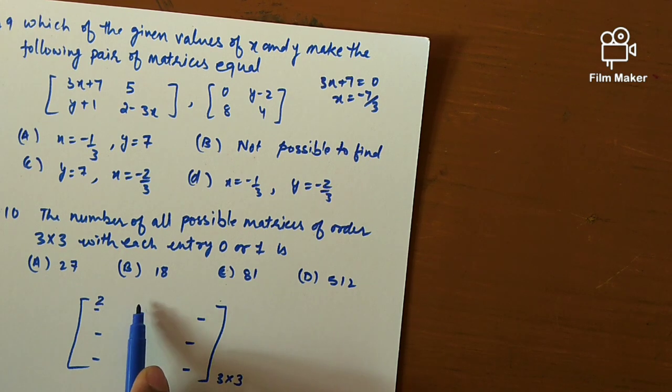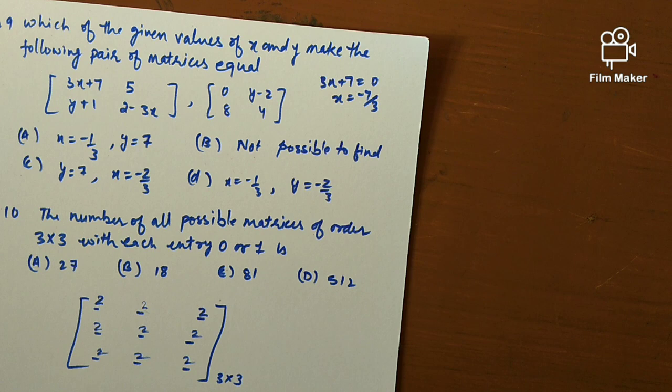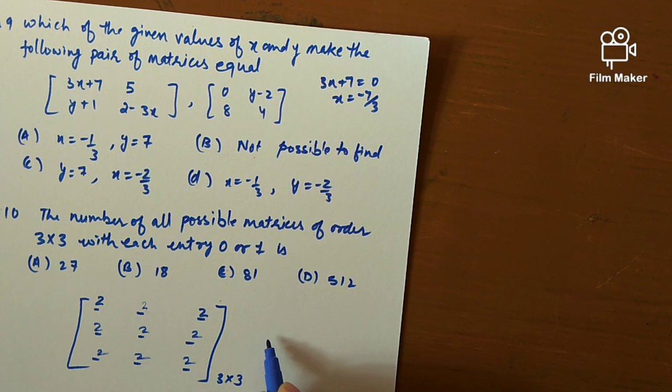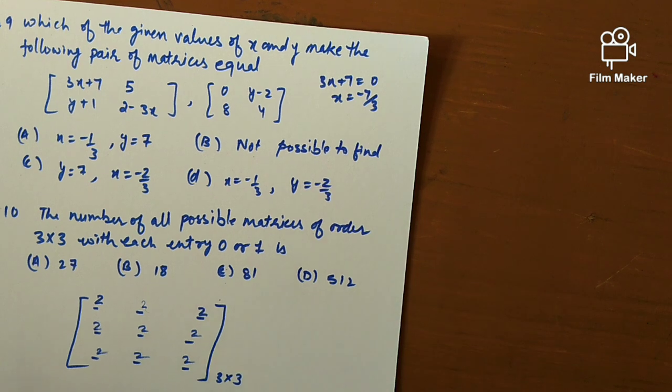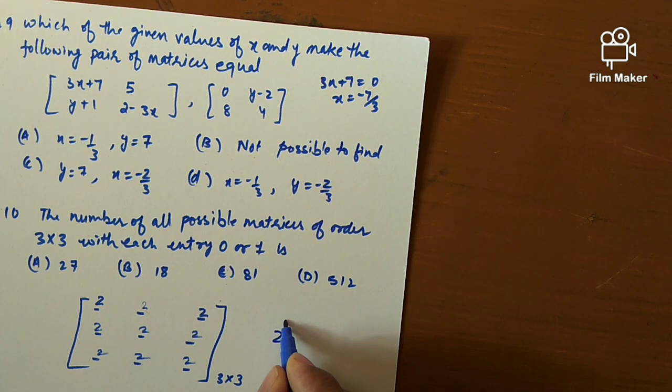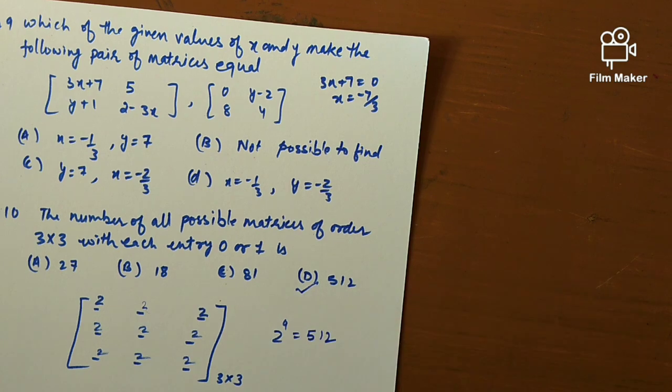Similarly for each of the other positions, 0 and 1 means again 2, 2, 2 and so on. So by the fundamental principle of counting, there are 9 entries, and each entry has 2 options. So the number of total ways of forming matrices in which all elements are either 0 or 1 is 2 to the power 9, because 2 into 2 into 2, 9 times. So the answer is 512. So D is the right answer.